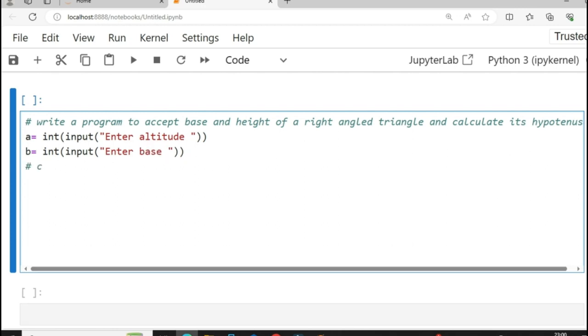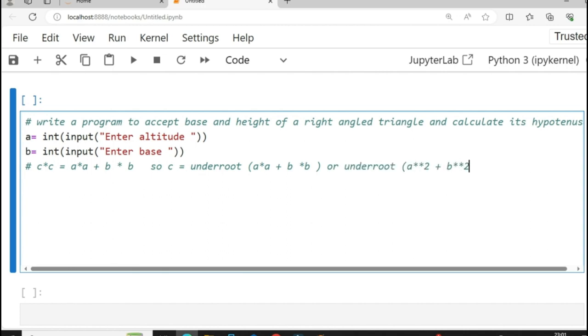Once we have taken both the inputs, we have to calculate the length of hypotenuse. For this, we have formula hypotenuse square is equal to a square plus b square. But we can't write the same formula in Python because we are not comparing both the sides, but we have to find the value of hypotenuse. So we will write c equal to square root of a square plus b square, where a square plus b square will be inside the bracket, and then we have to do the square root or under root of whole.